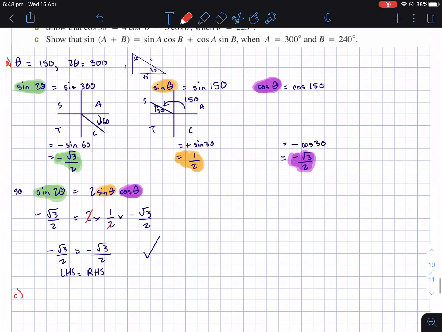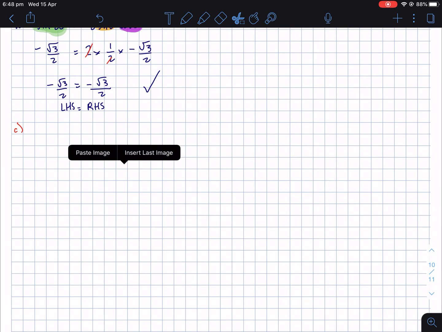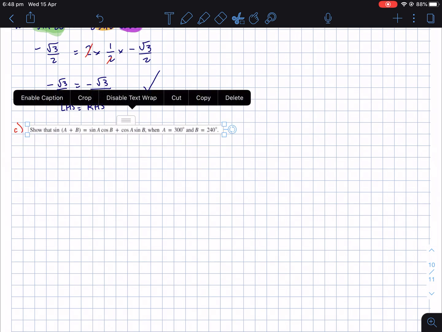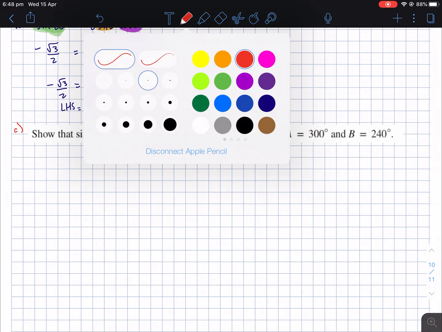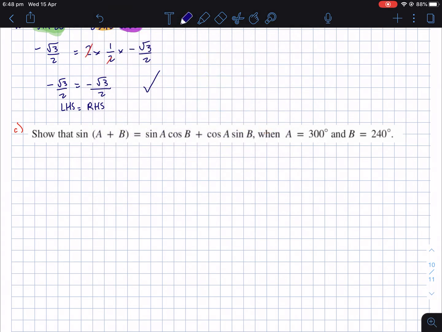Okay, question C says to show that, all right, this is intense. I know. We will get there. We're just going to do this a step at a time, okay? So, A equals 300. B equals 240. A plus B is 300 plus 240, so it's 540.